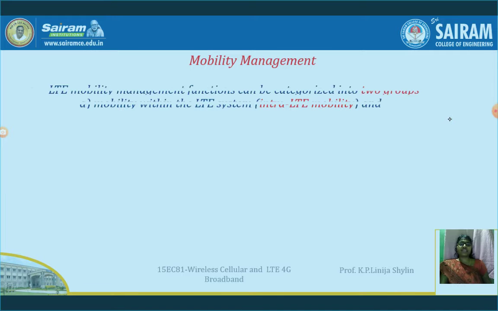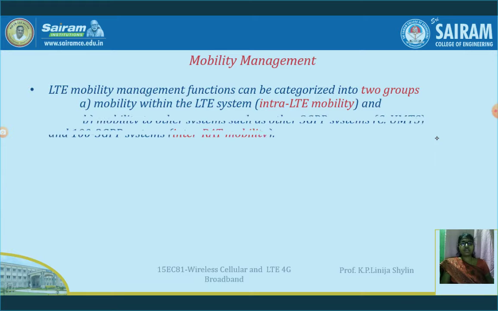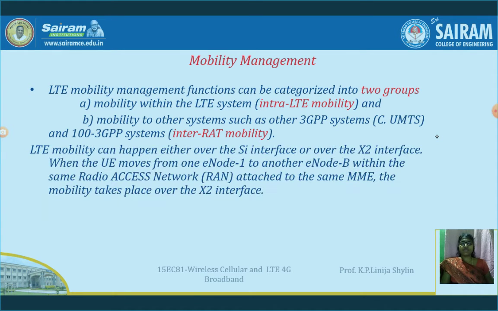We categorize the functions into two groups: mobility within the LTE system, that is intra-LTE mobility, and also mobility to other systems, which we will call inter-RAT mobility, that is, non-3GPP systems. For example, this is used in the UMTS. Okay, now coming to intra-LTE mobility.